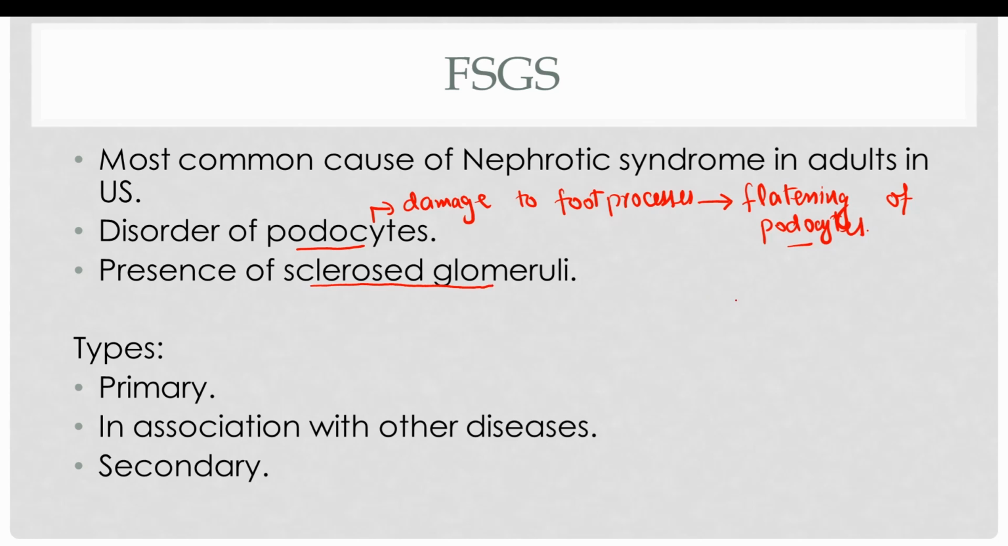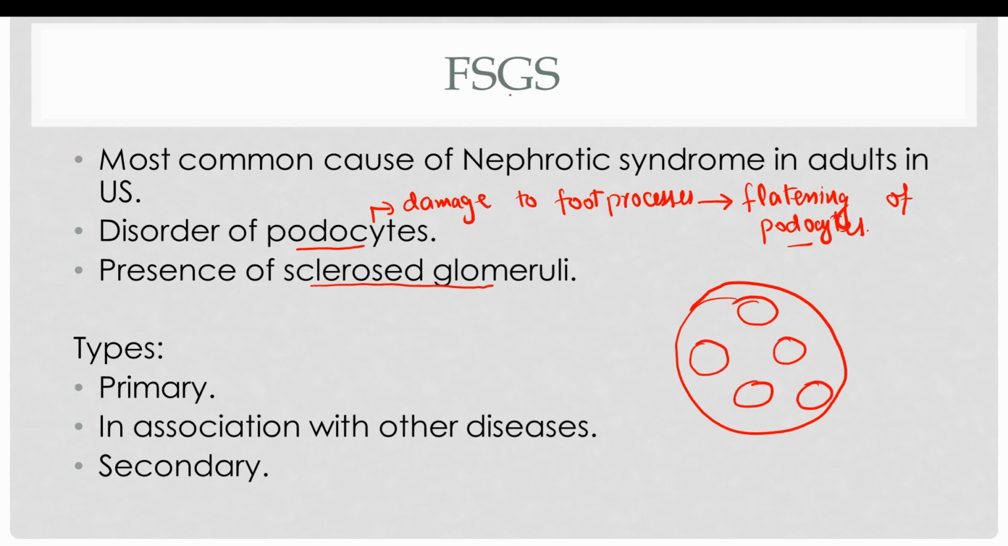So let's break down the nomenclature. Let's say these are the glomeruli. Focal means involving very few. So let's say this is the glomerulus that is involved. So 1 out of these 5 glomeruli is involved and 4 are normal looking.